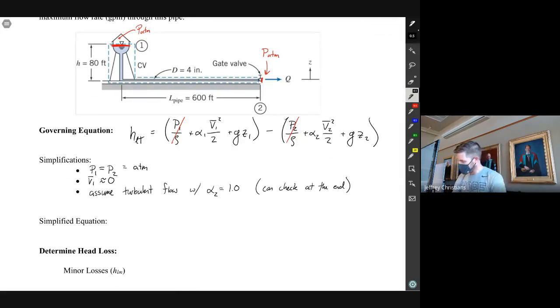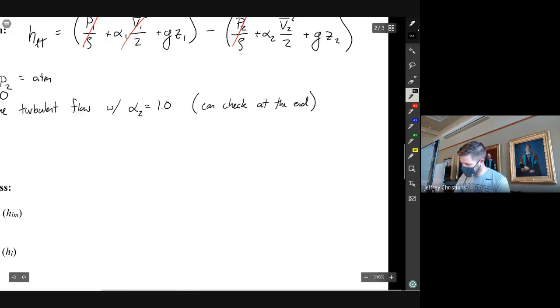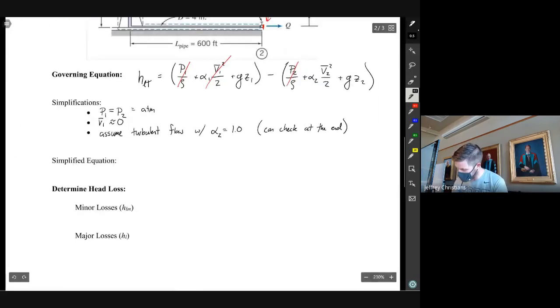Okay, so this is going to simplify. That term gets canceled out because of our second bullet point. And our simplified head loss equation: the total head loss equals g(Z1 minus Z2) minus alpha 2 times velocity 2 squared over 2.